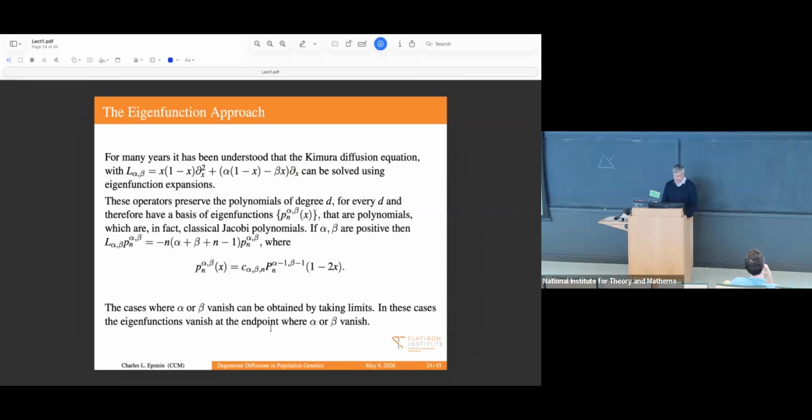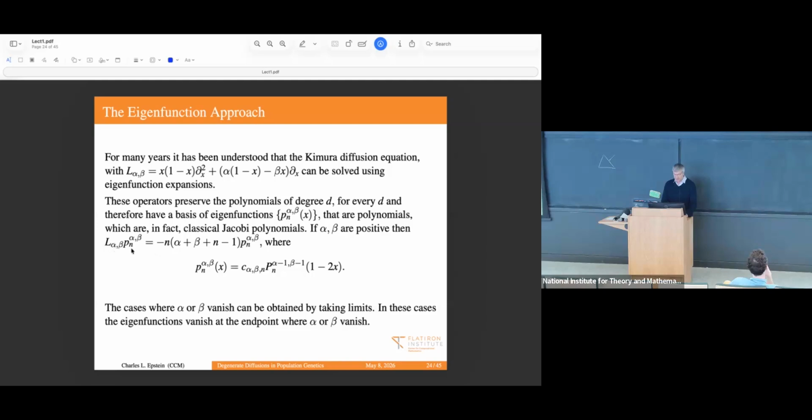Okay, so now what about numerical methods? For many years, people solved the Kimura diffusion equation using polynomial eigenfunction expansions. Because you look at this operator and you observe this very interesting thing about it. Because the coefficient of the second derivative is a polynomial of degree 2, and the coefficients of the first derivatives are polynomials of degree 1, this operator maps polynomials of degree d into polynomials of degree d for every d. That means that it has a basis of eigenfunctions that are polynomials. And in fact, the basis of eigenfunctions are classical polynomials. They're what are called Jacobi polynomials.